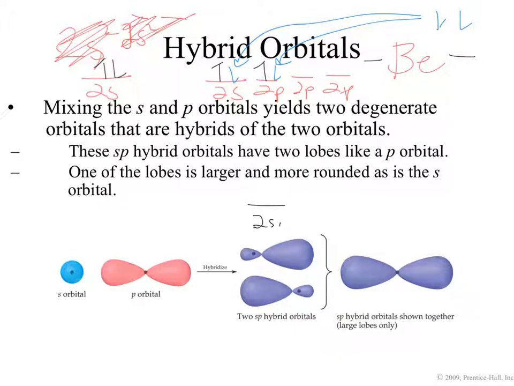well, we could call it a 2sp, but we don't put the energy level in there. It's just 2 sp orbitals. That's what it's going to be offering its friends when it goes to bond, and it can form 2 bonds. So let's look on the next page and see how that would work out for beryllium.